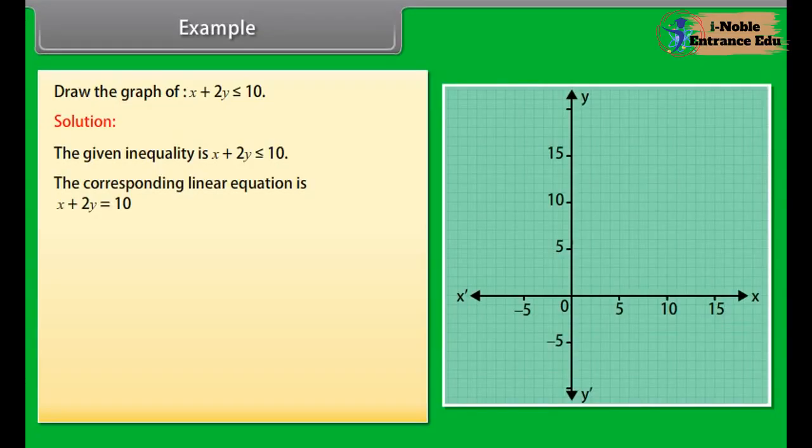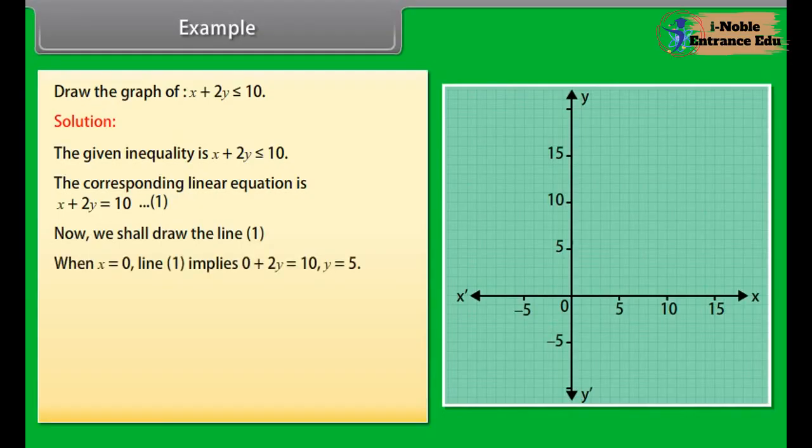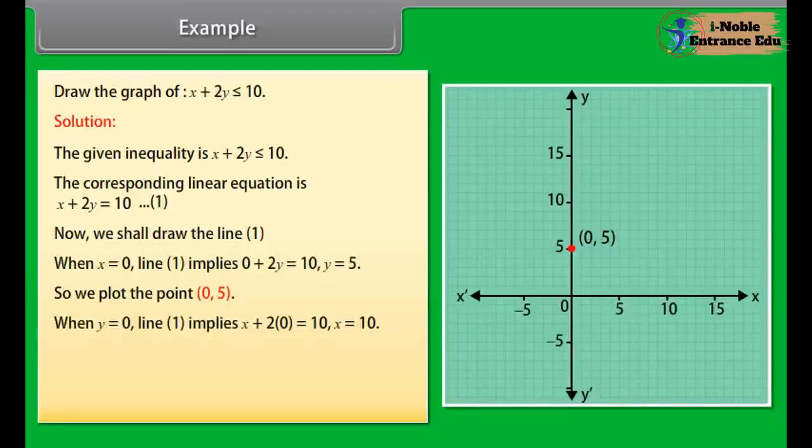Note, the graph of ax plus by plus c is equal to 0 is a dashed line if equality is not included in the original statement, or a solid line if equality is included. Example. Draw the graph of x plus 2y less than or equal to 10. Solution. The given inequality is x plus 2y less than or equal to 10.